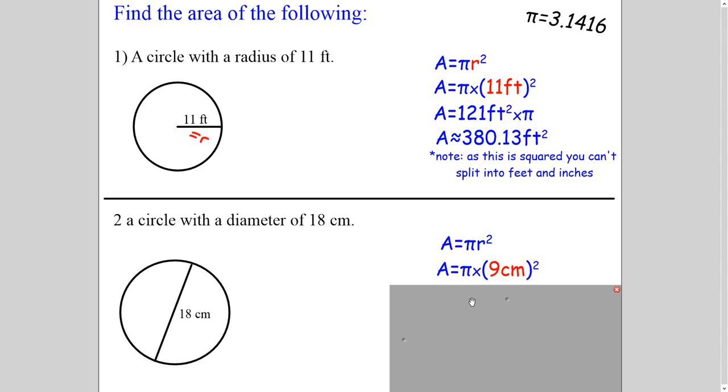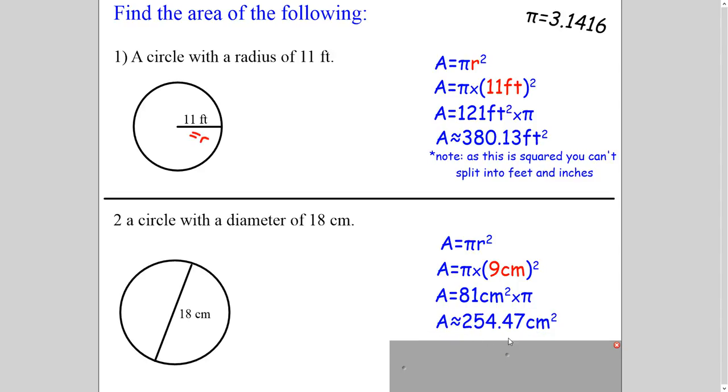So we have pi times 9 squared. 9 squared is 81 centimeters squared times pi, and so we get 254.47 centimeters squared. These little squiggles mean approximate because pi is approximate. It goes on forever, so we can't get an exact answer.